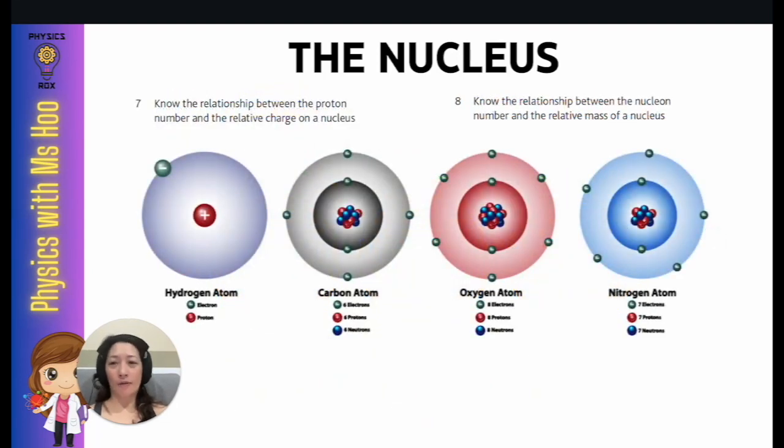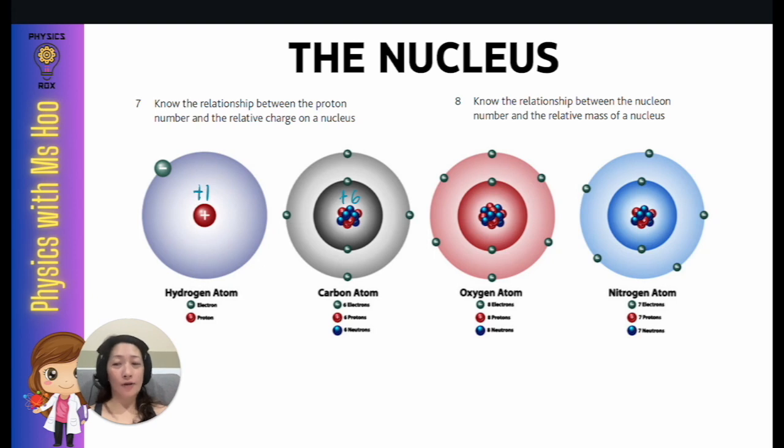Now you also need to know the relationship between the proton number and the relative charge on a nucleus, which is quite basic atomic knowledge, really. So what is the relationship? Basically, protons are positively charged, so the number of protons influences the relative charge of the nucleus. For example, if hydrogen has only 1 proton, the relative charge of that nucleus, if we ignore the electron on the outside, is positive 1. If carbon has 6 protons inside the nucleus, it has a relative charge of positive 6.